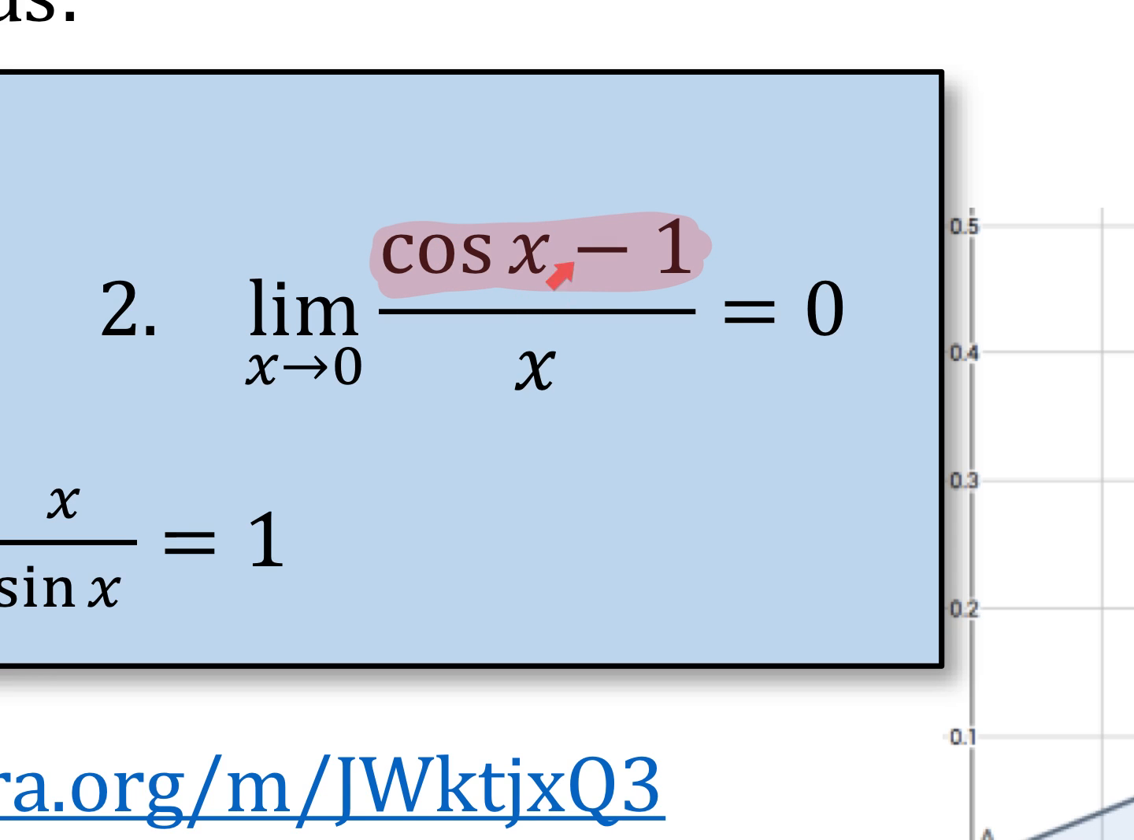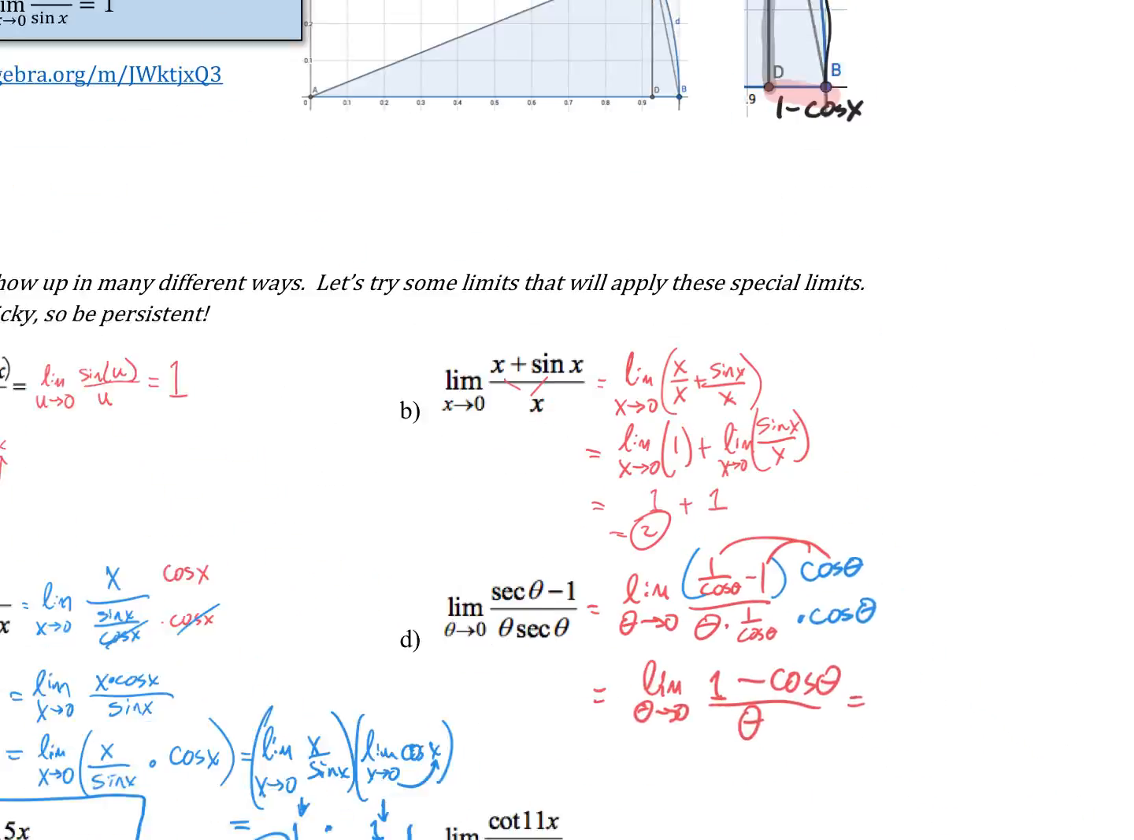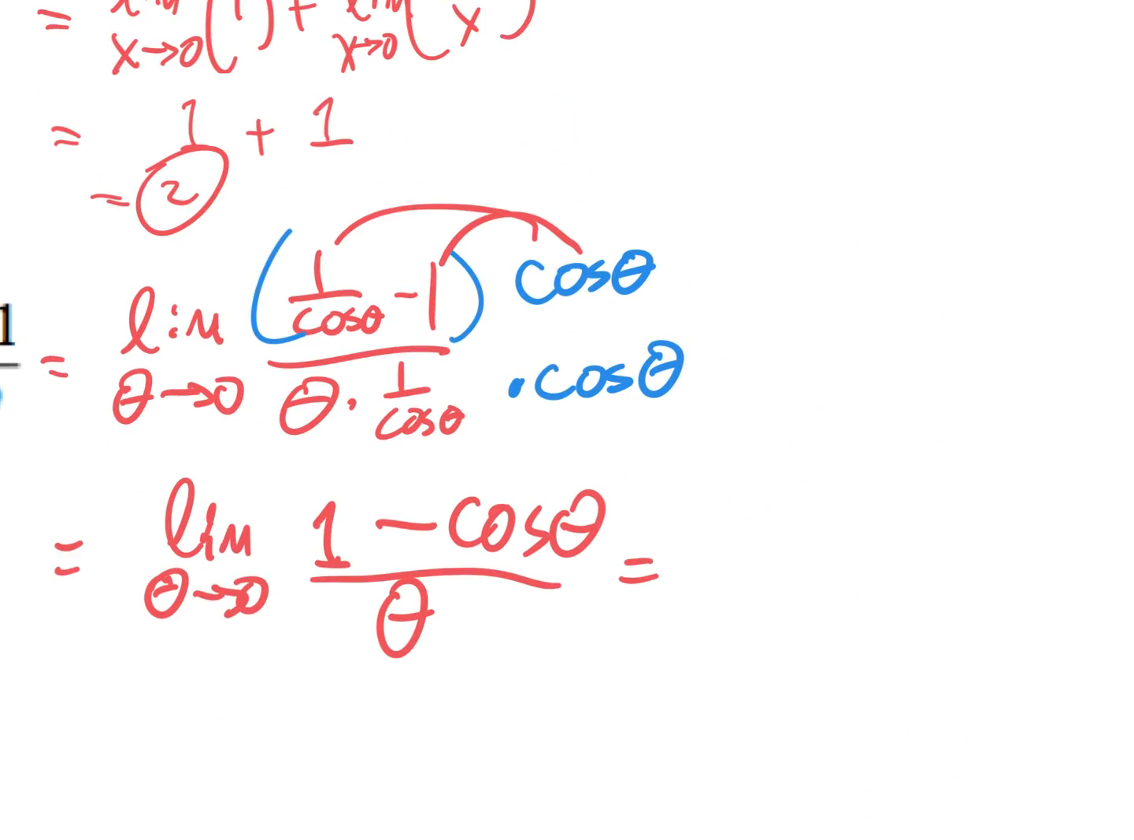So here, this will actually be negative because you pick any number that you plug in here, and the cosine will be less than 1. Cosine's always less than or equal to 1. So this is always going to be negative, but it's going to get to 0. This thing here, 1 minus cosine, is going to do the same thing. So it's going to 0 also.